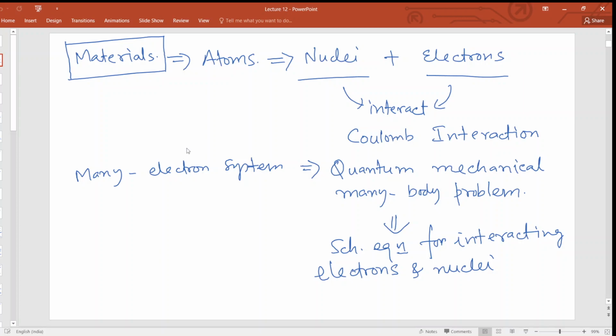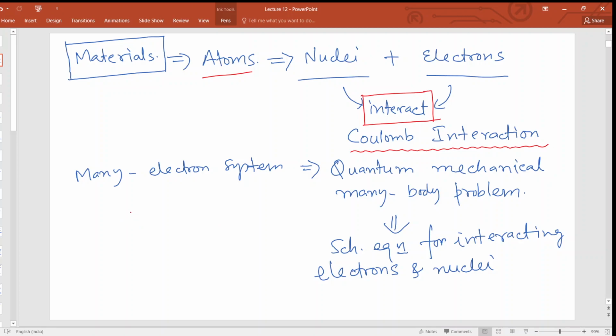So when we are talking about a material, or let's say any kind of material, it consists of several atoms. So that is the building block. Now these atoms are made up of nucleus and electrons, and as we know they interact with each other. How do they interact? They do it via something called Coulomb interaction.